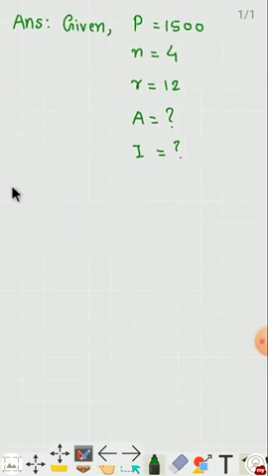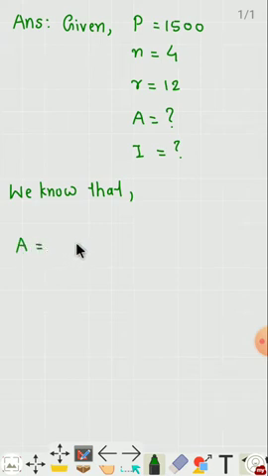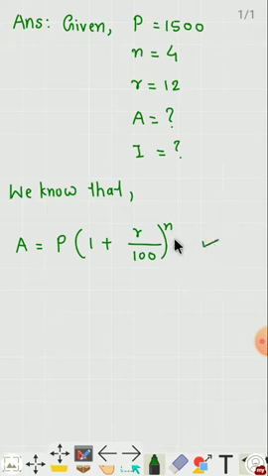Here we know that the formula for amount A is equal to P inside the bracket 1 plus R divided by 100 raised to the power n. So this is the formula for the amount which we get after n years if we invest P amount with the rate of interest R%.